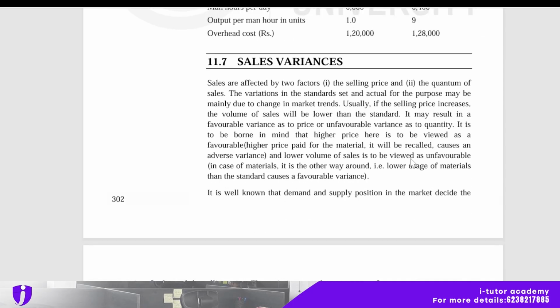Sales variances. Sales are affected by two factors, that is selling price and the quantum of sales. The variations in the standard set and actual for the purpose may be mainly due to change in market trend, and usually if the selling price increases, the volume of sales will be lower than the standard. It may result in a favorable variance as to price or an unfavorable variance as to quantity. It is to be borne in mind that a higher price here is to be viewed as favorable, and a lower volume of sales is to be viewed as unfavorable.